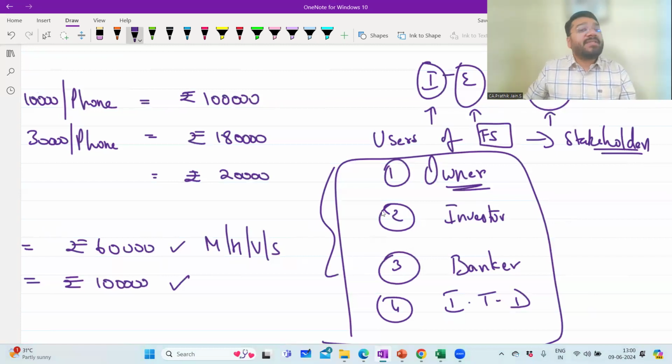If the business is doing good, the owner is doing good. If the business is doing well, the investor is doing fine. If the business is doing well, the banker is doing fine. If the business is doing well, the income tax department is doing fine. But if the business is bad, all of them will do bad. So we call them stakeholders also. Which means if you don't have proper profit calculation, the users of the financial statement are at risk.